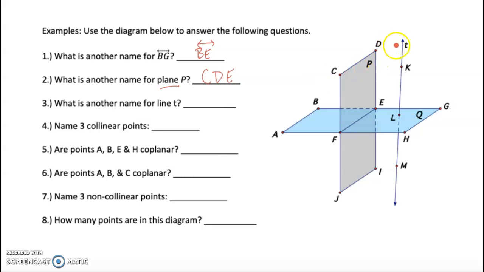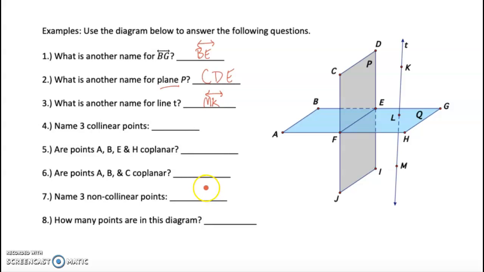What's another name for line T? Well, here's line T. I just need any 2 points on it. So how about line MK? You could have said line LM. You could have said line ML. You get a lot of choices. You just need any 2 points on it with a line over the top.